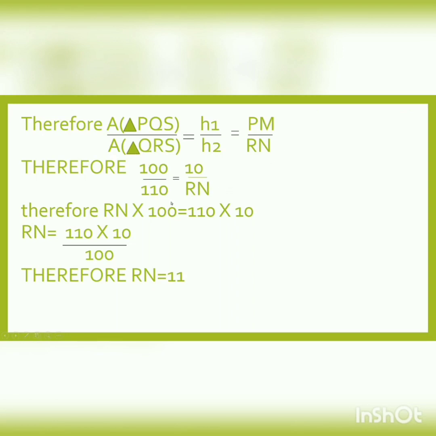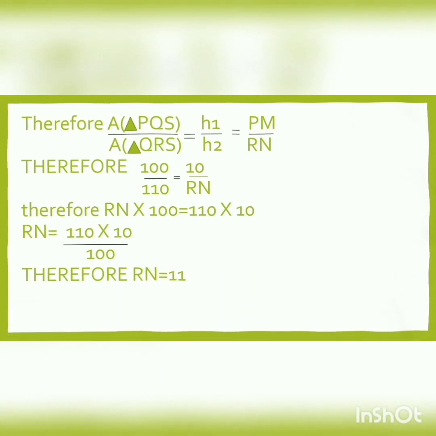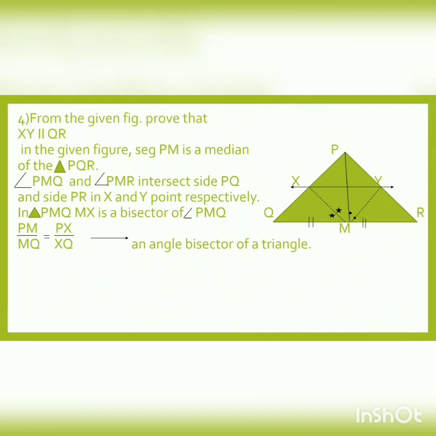Again cross multiplication. Therefore, RN into 100 is equal to 110 into 10. Therefore, RN is equal to 110 into 10 upon 100. I transfer 100 to the RHS. Both 0, 0 get cancelled. 11 into 1 means RN is equal to 11 centimeter. Means in this example, we use the property of triangles having the same base.